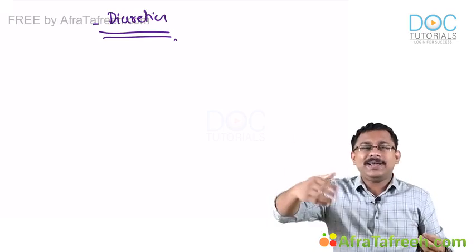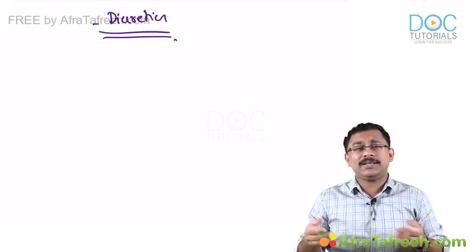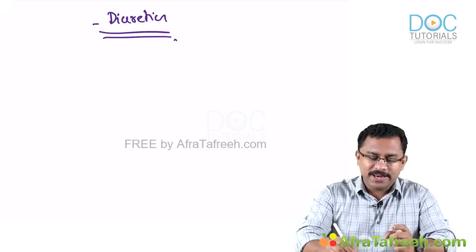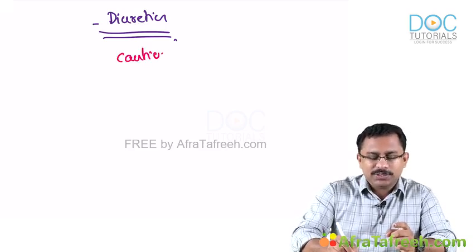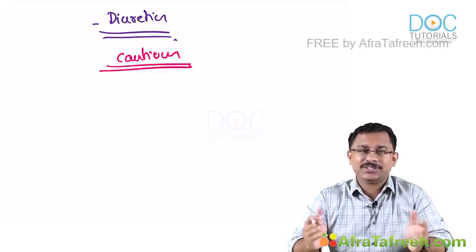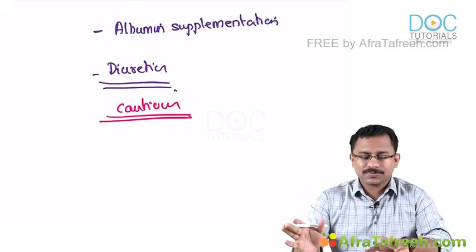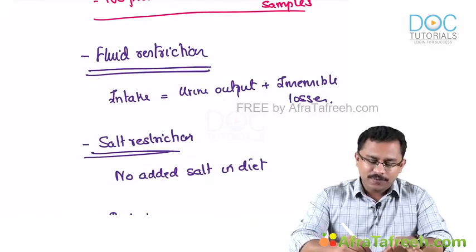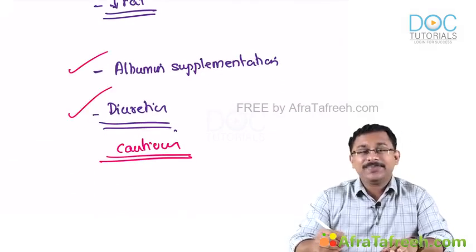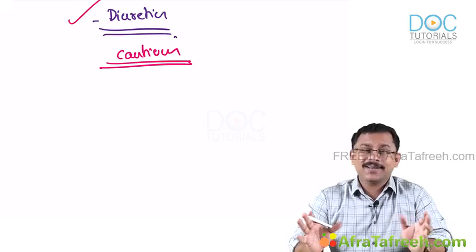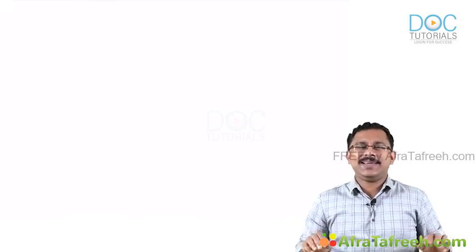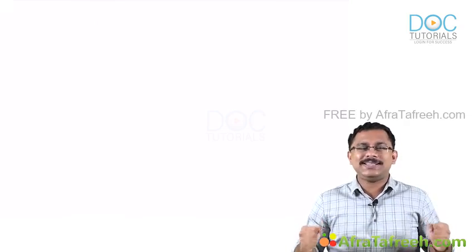So if you give more diuretics, there is more hypovolemia, maybe more hemoconcentration, and complications like thrombosis can happen. So be very, very cautious when you decide to use diuretics in nephrotic syndrome. You can give them, but judiciously, and only in the right patient. So in addition to steroids, fluid restriction, salt restriction, high normal protein intake, albumin supplementation, and diuretics only when required, these are the general points you have got to keep in mind for the management of nephrotic syndrome, minimal change disease.